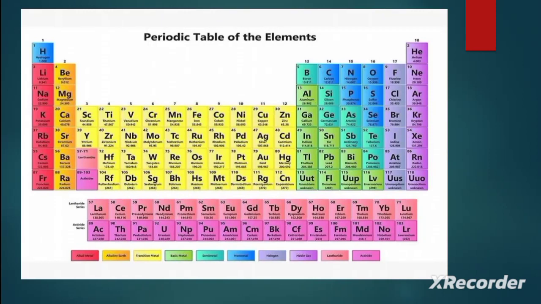Different names are given to these block elements, right? No specific name is given to s block elements. P block elements are called representative elements or main group elements, d block elements are known as transition metals, and f block metals are known as inner transition metals. Remember these terms because questions can be asked using these special terms for groups.